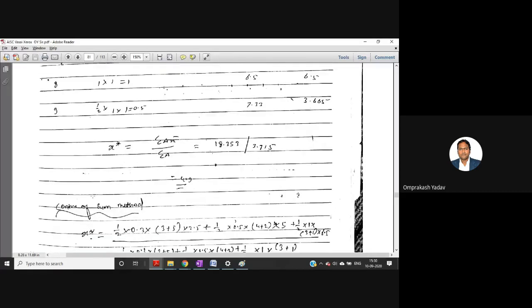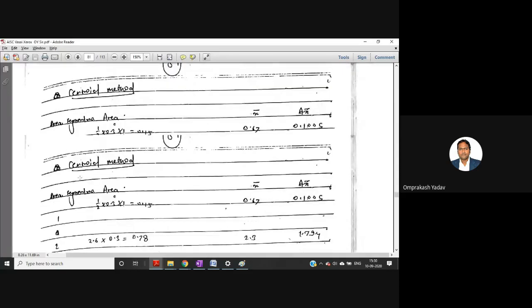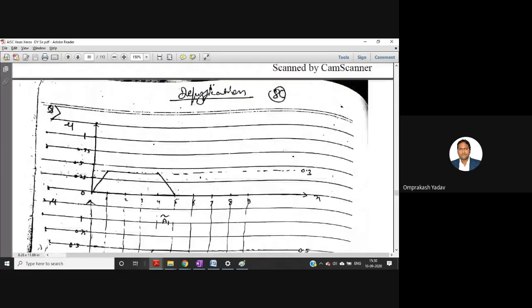Okay. So x star you can calculate like this. Then the second method was the center of sums method. In the center of sums method, we directly see the input figure and we can apply the formulas. So for example, the first figure is this one. What we can do is simply calculate the area multiplied by x bar.